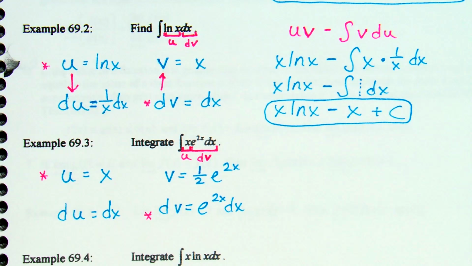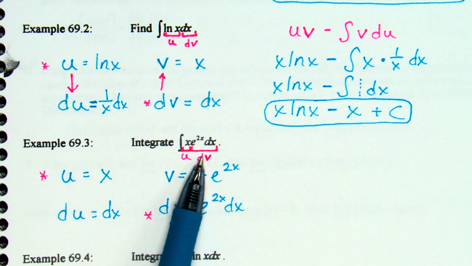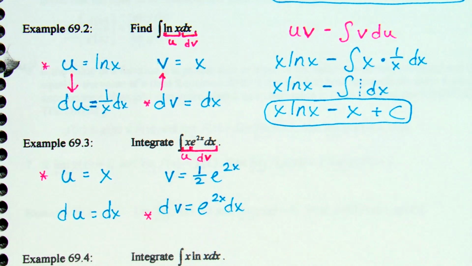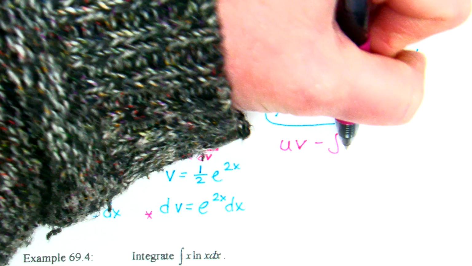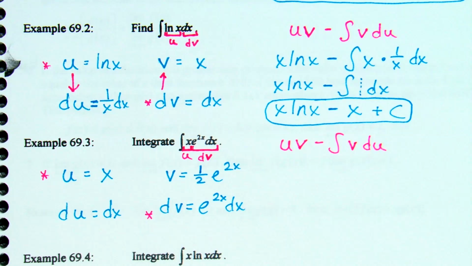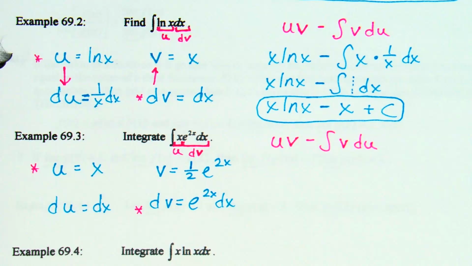Okay? If we had flip-flopped our u and dv pieces, when we put this together, we'd essentially be doing the same integral here. Which is why you would quickly find out that there's one way that works and one way that doesn't. Okay. uv minus the integral of v du. So, what's uv?